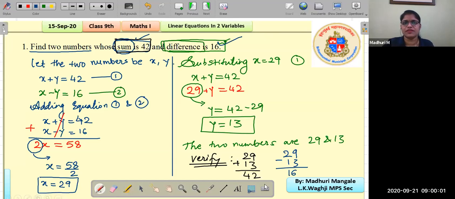I hope this problem is very clear. We will be looking at simple problems where we are converting the word problem into equations, and then we are using the elimination method to find the values of x and y. And lastly, you need to write out the conclusion. The conclusion part should be very nicely written because that is again for half marks. So we concluded the two numbers are 29 and 13. Let us move to the next question.